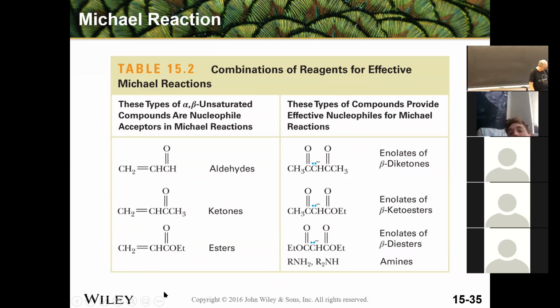So we've got these alpha beta unsaturated compounds. And then these are good nucleophiles for use in Michael additions. Michael additions is where it adds to the beta position. These first three involve anions in which the negative charge is spread out by resonance. Amines also are good nucleophiles for Michael additions. Things like Grignard reagents, which are really strong nucleophiles, will prefer to attack the carbonyl.